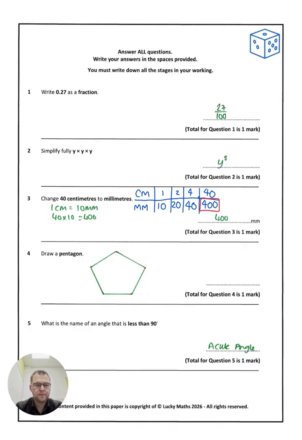So, page 1, question number 3, ratio table to help with the centimetres to millimetres conversion. 1 centimetre is 10 millimetres, so by doubling we can just confirm 4 centimetres would be 40 millimetres, and by timesing that by 10, 40 centimetres must be 400 millimetres.